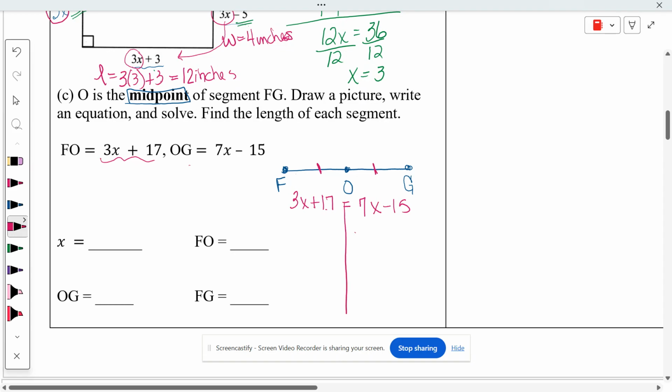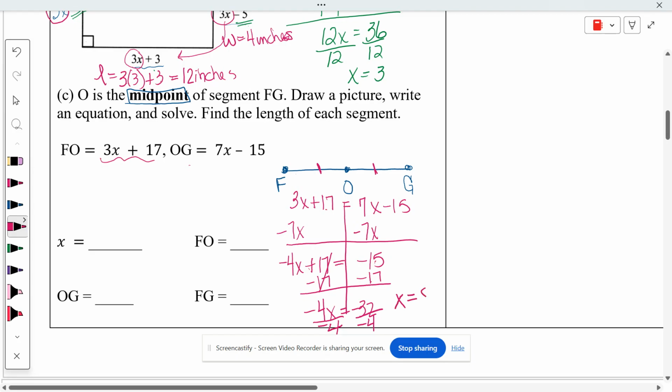So the first thing I'm going to do is subtract 7x from both sides. 3 minus 7 is negative 4. So I have negative 4x plus 17 equals negative 15. The next thing I'm going to do is subtract 17 from both sides. That gives me negative 4x equals, same signs, add them together, 32, keep the sign. Divide both sides by negative 4, and I find out that x equals 8.